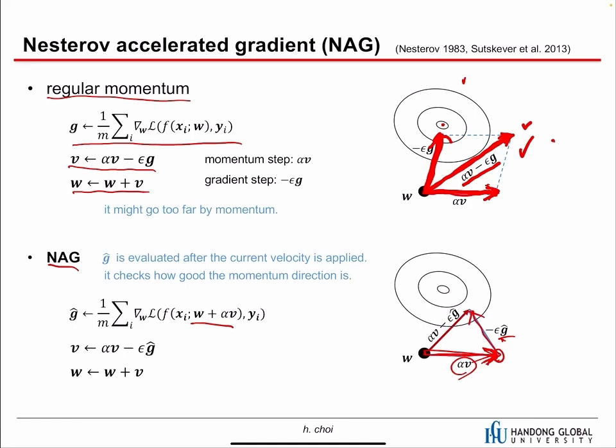So compared to this momentum, this one is better. In theory, it looks better than this, and the computational cost is not more expensive than this one. So NAG looks better.